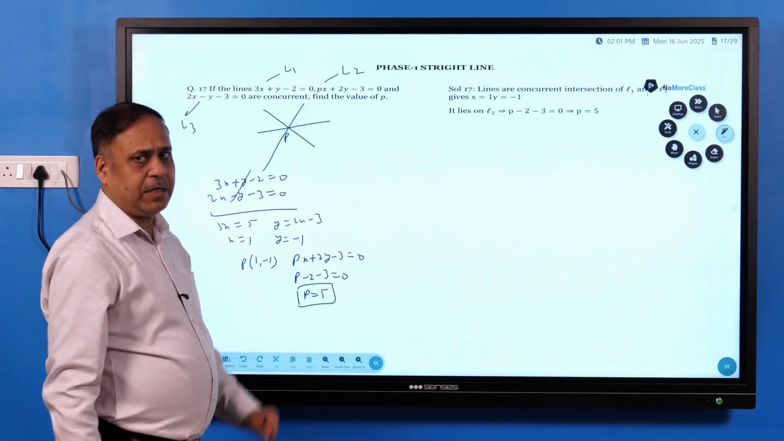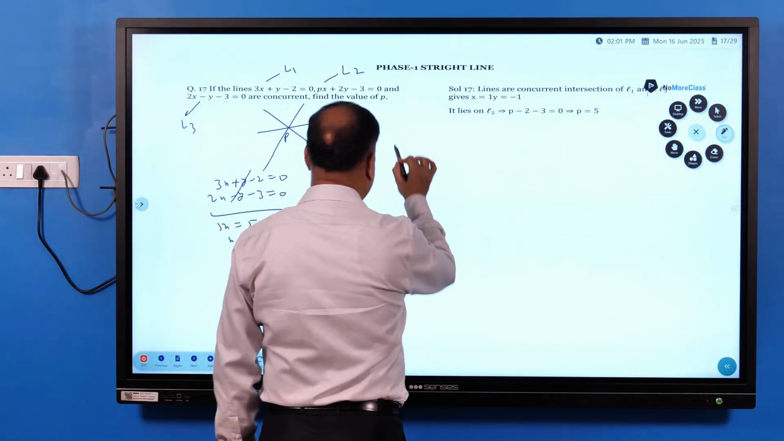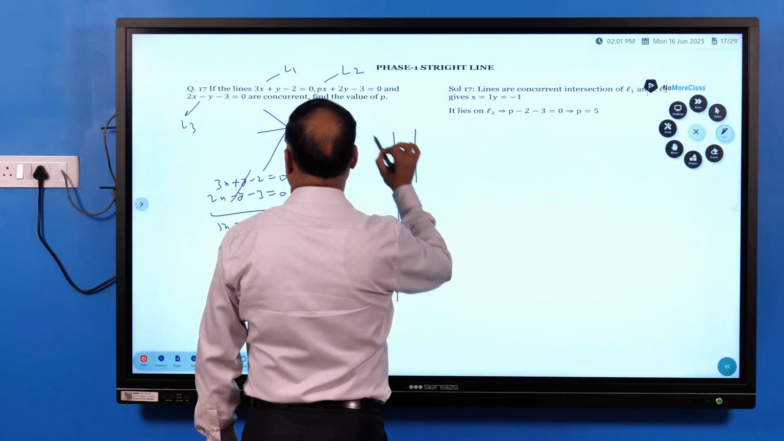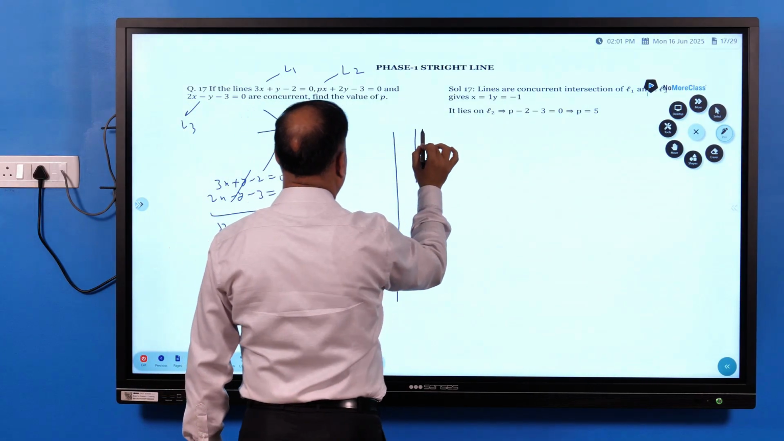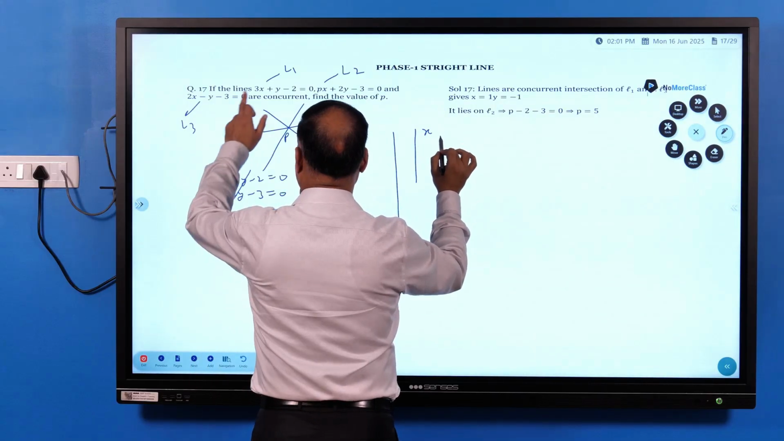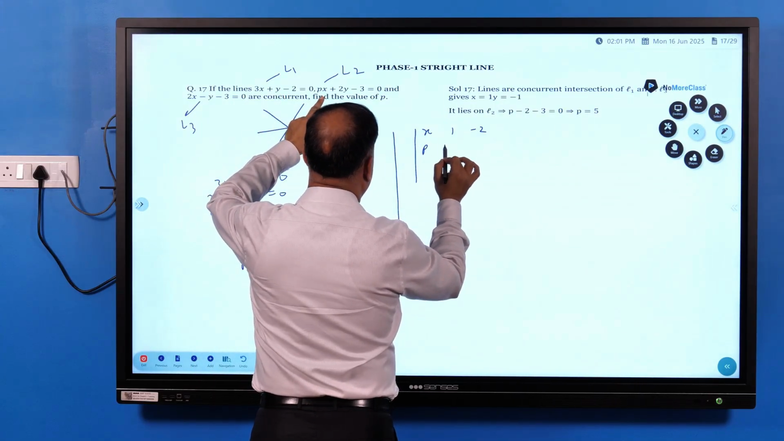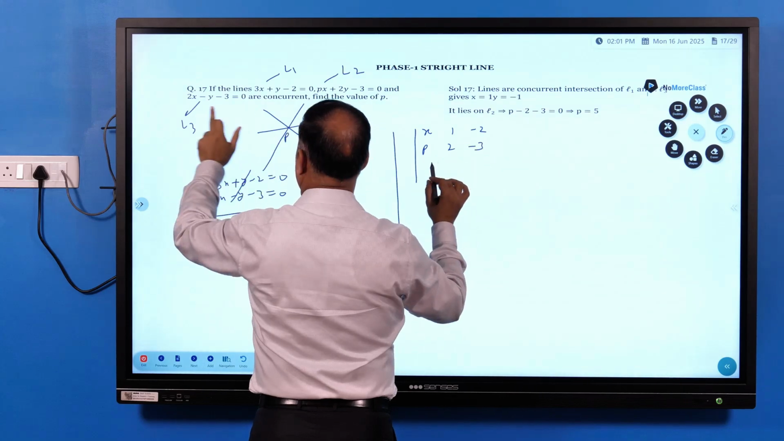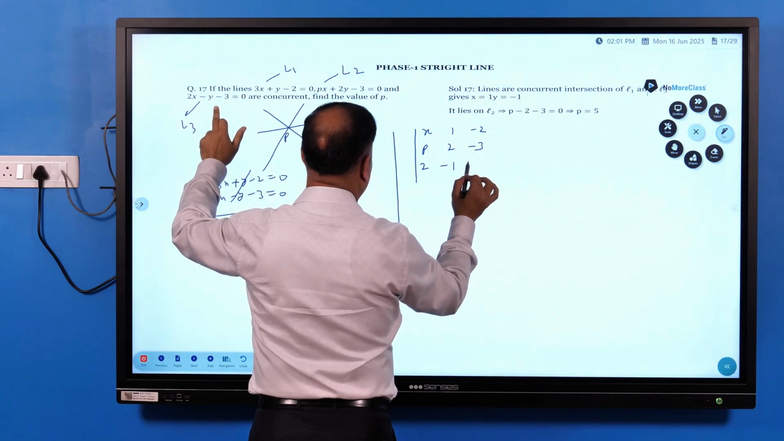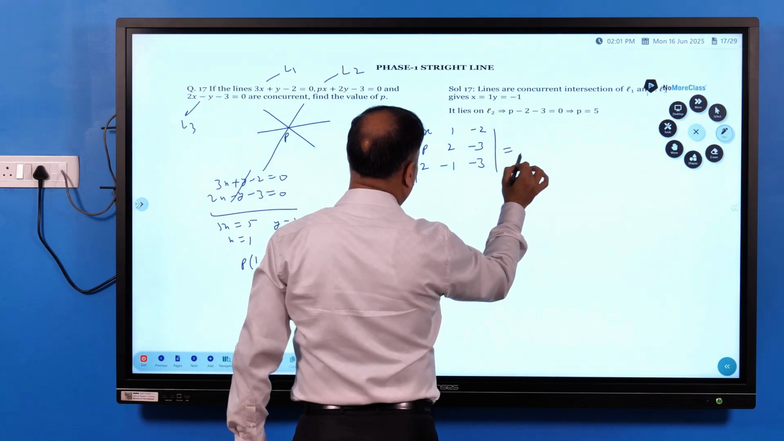Now you can solve this by another method also. That is the determinant method. Directly you can write, if these three are concurrent, the determinant formed by the coefficients: 3, coefficient of y is 1, minus 2. This is p, 2, minus 3. This is 2, minus 1, minus 3, must be equal to 0.